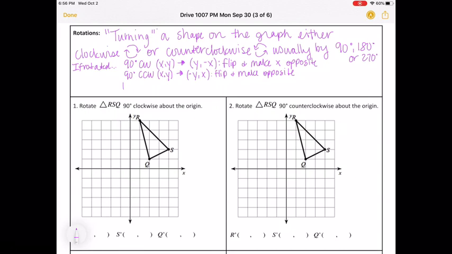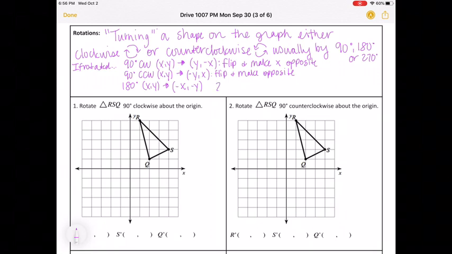Now 180 degrees, and this can kind of be either direction, so x comma y changes both of them. That's going to be negative x and negative y. So it doesn't flip them though.